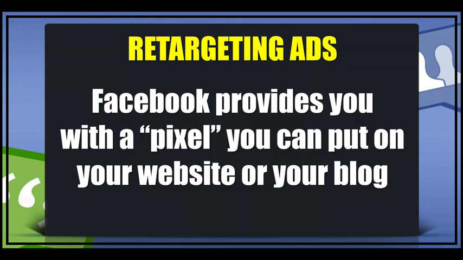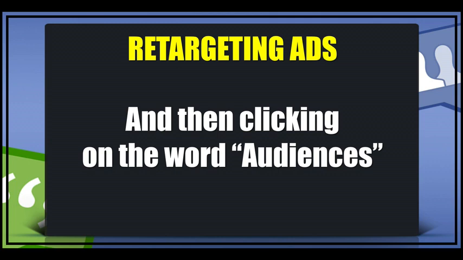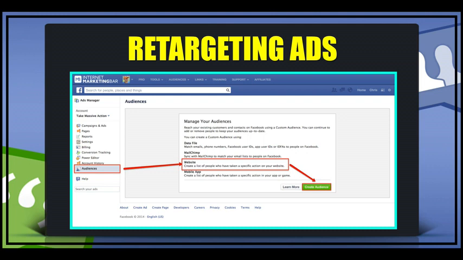Facebook provides you with a pixel that you can put on your website or your blog, and you can get this pixel by visiting your ads manager and then clicking on the word audiences. Now I'm going to go ahead and show you some pictures that are going to walk you through this step by step. So you log into Facebook, you log into your ads manager, and on the left there you see a word called audiences.